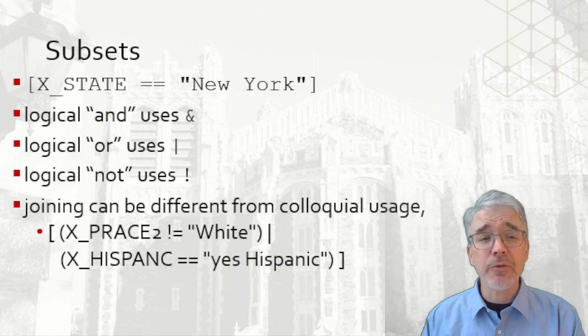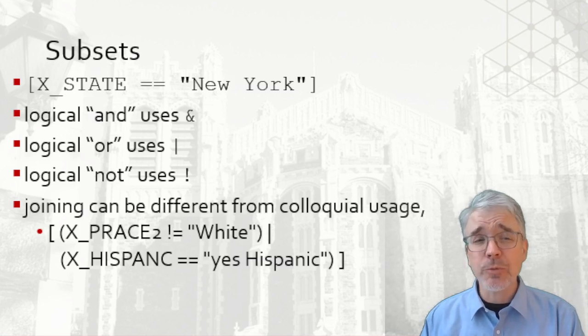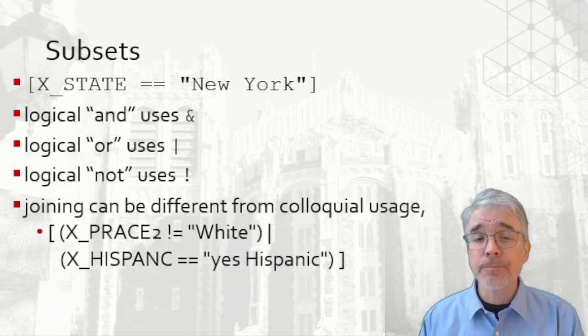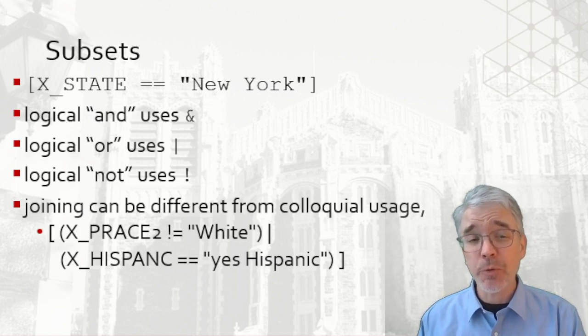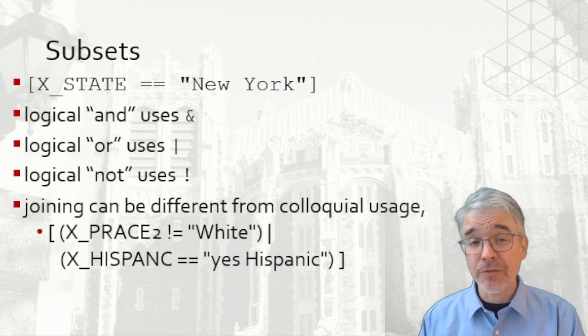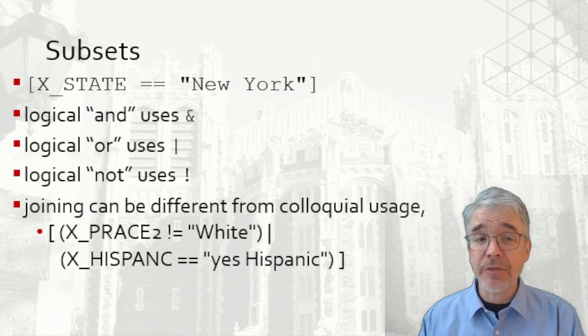Note these logical values are sometimes different from colloquial use. For instance, if you wanted to define something like people of color to include people who indicated their race was something other than white, and to include people who indicated they're Hispanic, then you'd use the logical OR. Code like square bracket, regular parenthesis, X_prace not equal to white, or X_hispanc double equals yes Hispanic. They're in the group either if they provide race other than white or if they're Hispanic.